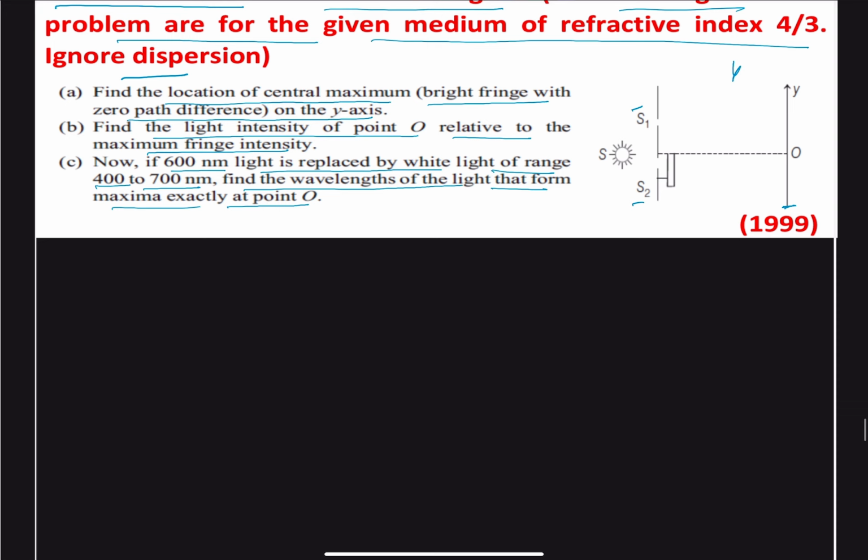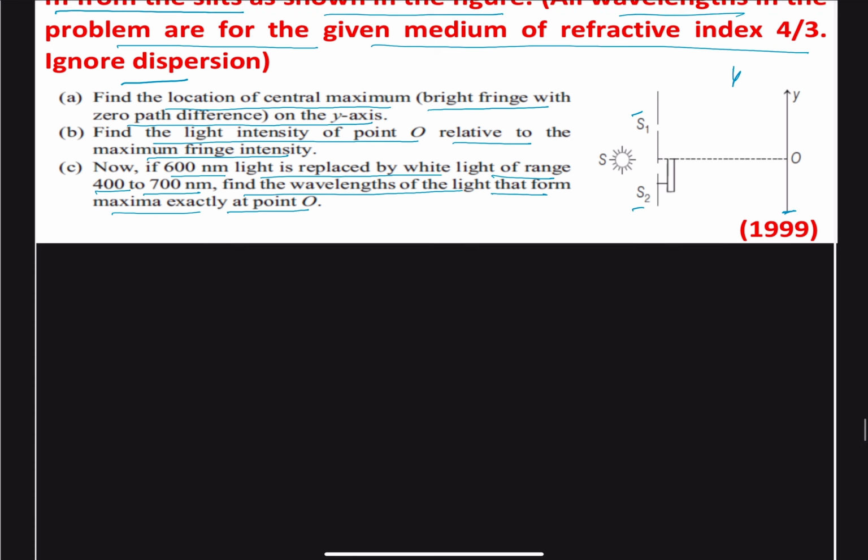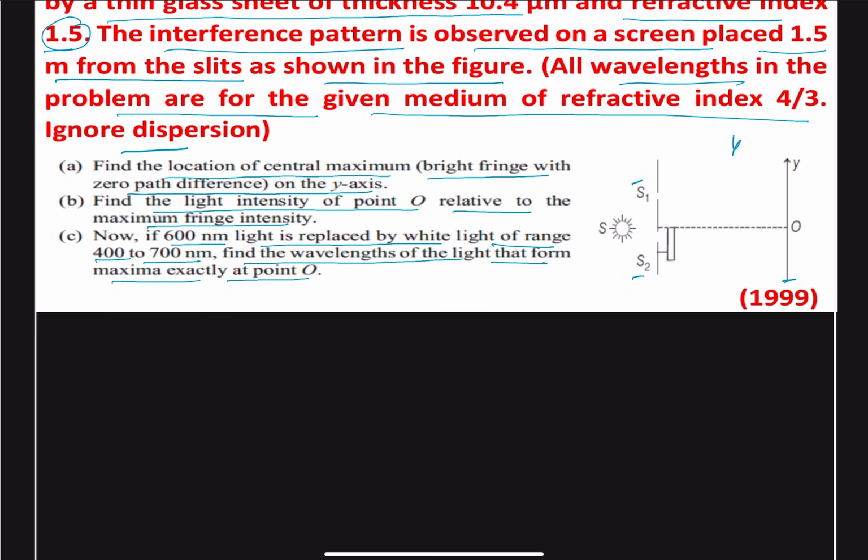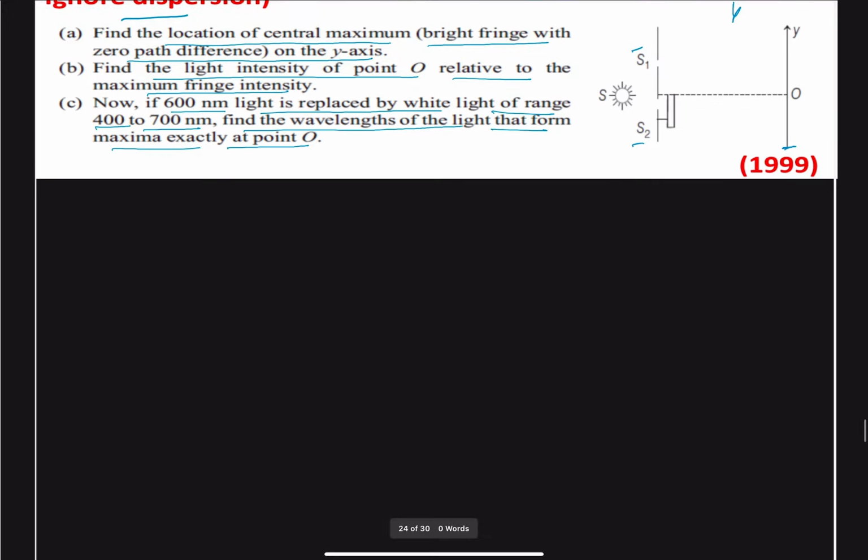In this case, we are given that the sheet has a refractive index of 1.5 and the entire rest medium is having a refractive index of 4/3. Okay. So first of all, let's find out part A, that's the location of central maxima.